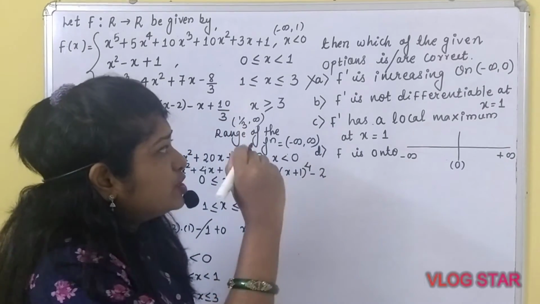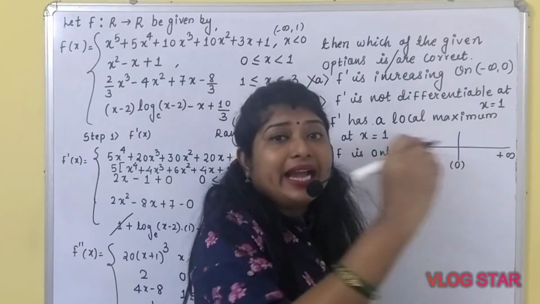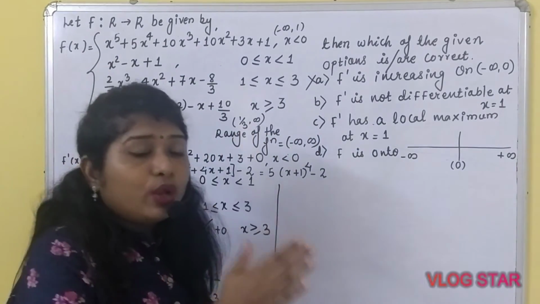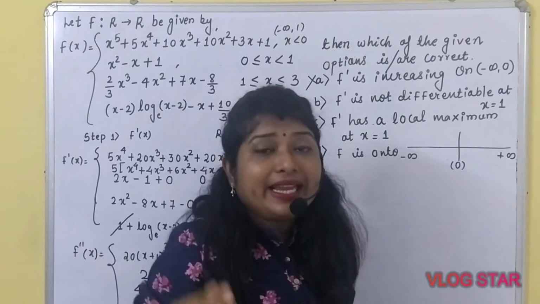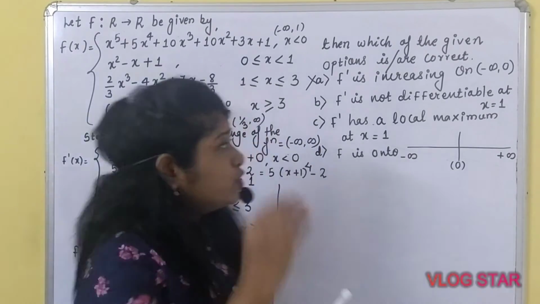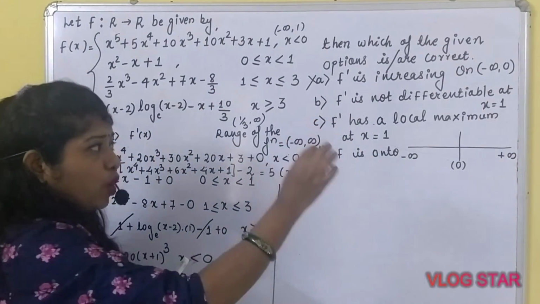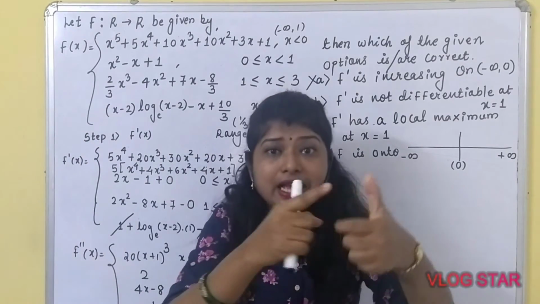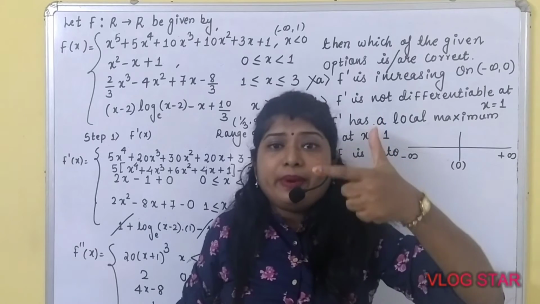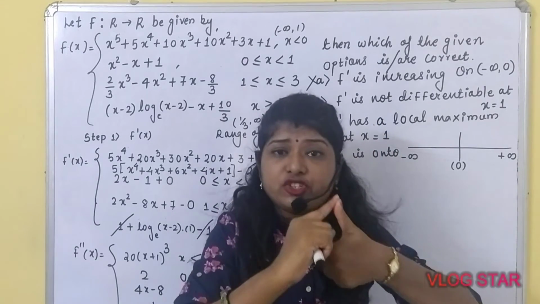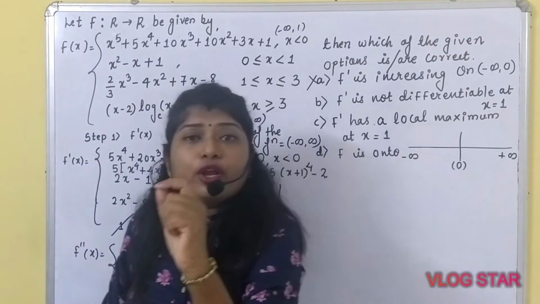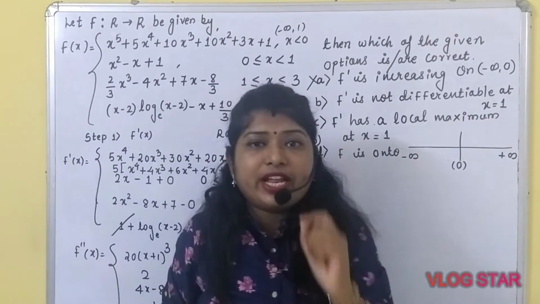Coming to the second option, what is given? F dash is not differentiable at x is equal to 1. So for that, what do you need to check? You have to check f dash of x along with f double dash of x. First we'll check whether the given function is continuous or not with the help of f dash of x.